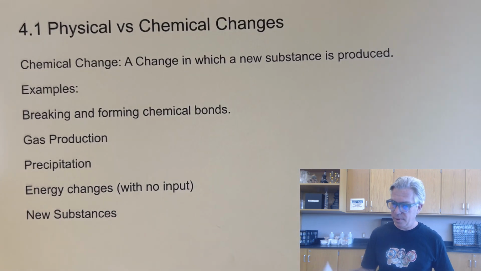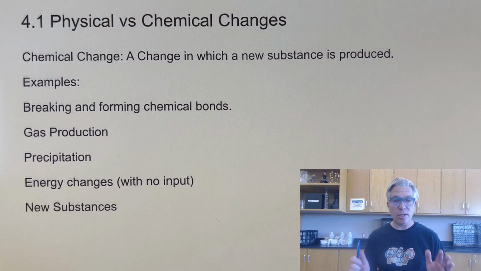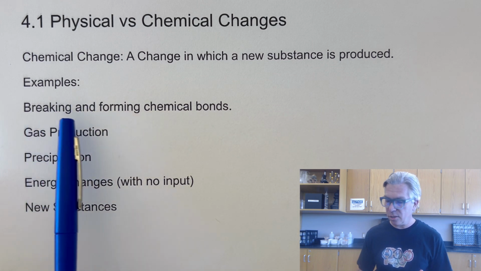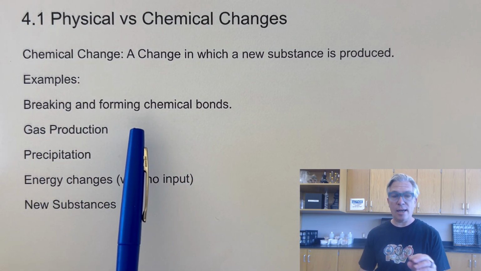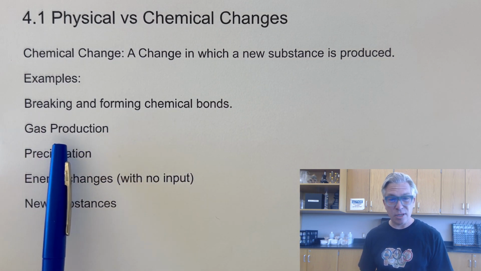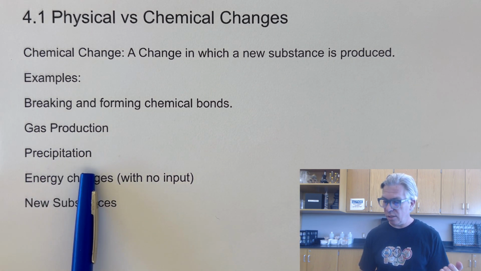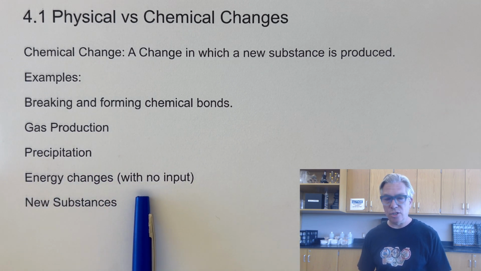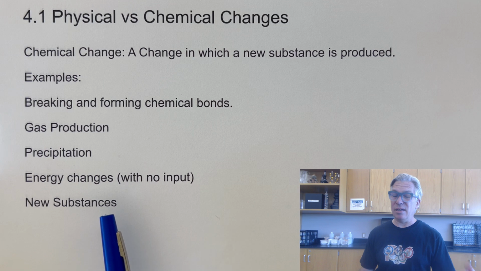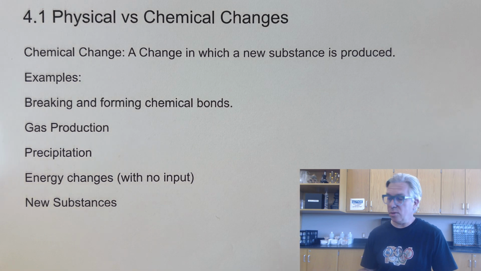On the other hand, a chemical change is a change in which a new substance is produced. So whether you're looking at a reaction or a particulate model, if you see new groupings of atoms or molecules, that's a chemical change. So examples include breaking and forming chemical bonds. If you see that happening, new formulas being formed, or in the models, the things are grouping together. Gas productions, gases forming out of nowhere, are a good indication of chemical change. Precipitation reactions, energy changes with no input. So if you mix two things together and there's an energy change, that usually means some bonds are being broken and formed. And of course, new substances, anytime you see new substances.